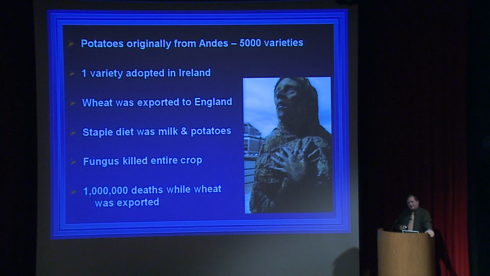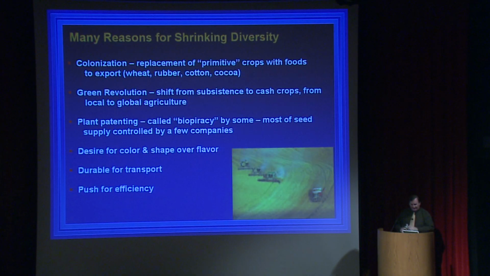And so if more varieties of potatoes had been grown in Ireland at the time, some would have been vulnerable to this fungus, others would not have, and it's quite possible that a famine like this could have been averted. So there are many reasons for shrinking diversity. You see some of them listed here, but some of it has to do with the physical properties of the food. The Green Revolution has played a part in this, genetic modification has played a part, etc.